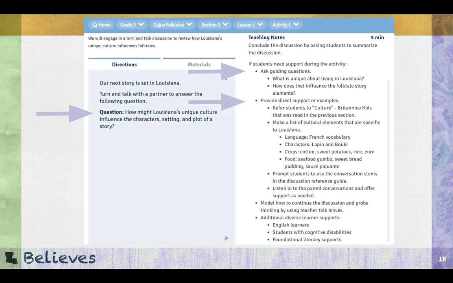Some direct support and examples are included to refer students back to a previous text they read that could support them in responding. Create a list of cultural elements of Louisiana, remind students to use conversation stems, and provide direct, in-the-moment feedback to pairs. A model is included for teachers to use teacher talk moves for continuing a discussion. And the supports end with links to resources for specific diverse populations for a teacher to review and use as needed.